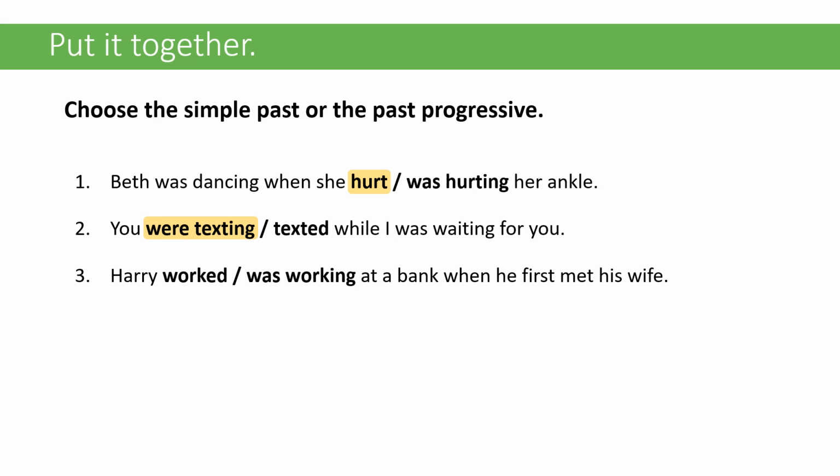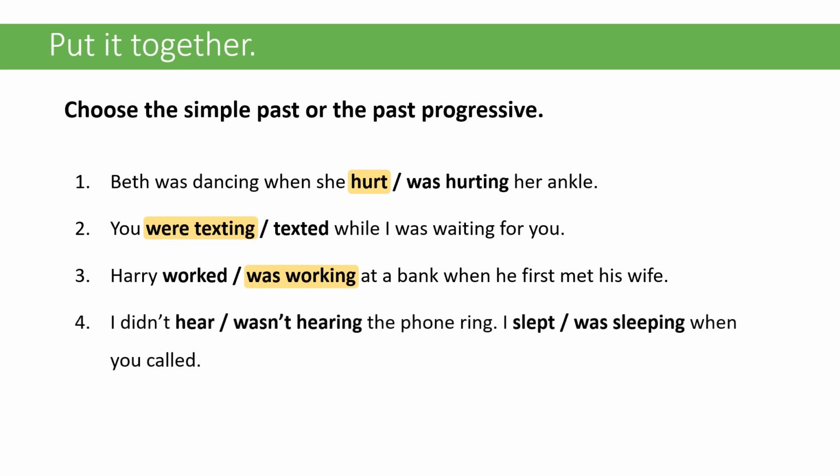So in this one, Harry worked or was working at a bank when he first met his wife. So in this one, it's going to be was working because that started first and was in progress when he met his first wife. I didn't hear, or I wasn't hearing the phone ring. Well, this one's a little bit easy because here we know is a non-action verb. So there's only one form that we can use. So I slept or I was sleeping when you called. So we want to think about this. Was this a short action that was finished or something that was in progress when something else happened? And this one is going to be was sleeping.